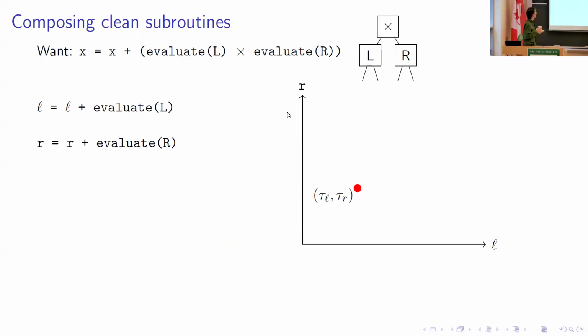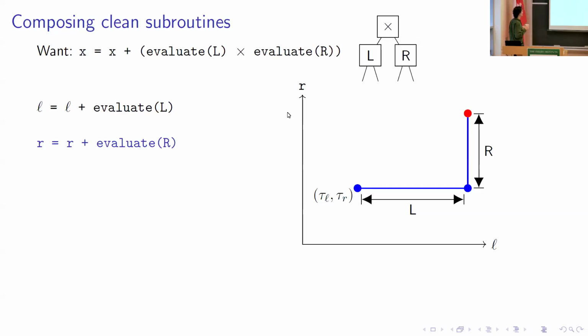So I want to keep track of the values of my variables as I run my subroutine. So I'm going to make a little plot where the horizontal axis is the value of my L variable. The vertical axis is the value of my R variable. And remember, we don't have any control over how these variables start out. So they start out with some arbitrary values, tau L and tau R. Then we run our first line of code, and that moves us to the right, and the distance it moves us is the value of the left child. And we run our second line of code, and that moves us up, and the distance it moves us is the value of the right child.